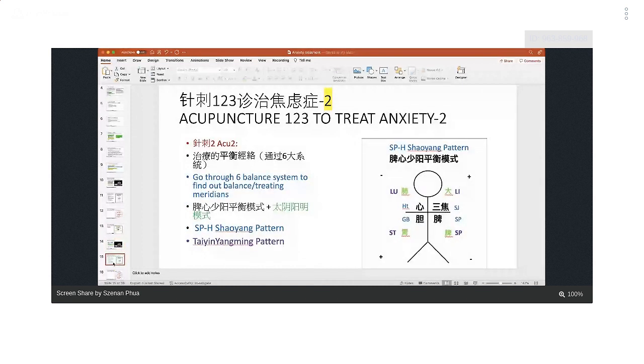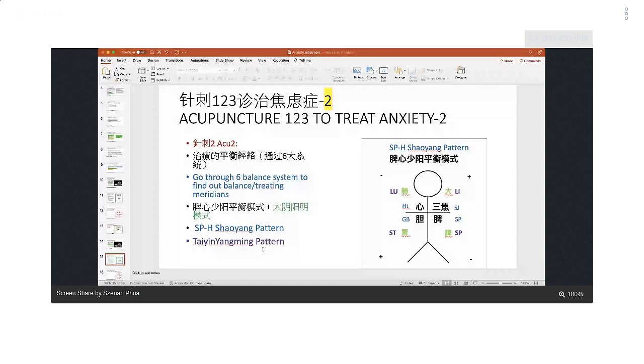Here's acupuncture 2. Go through the 6 systems again, and we'll be able to find another pattern. So the green part is the Tai Yin Yang Ming pattern. In Chinese, the green part. In the English part it is purple. The purple part is Tai Yin Yang Ming. On the chart on the right side, I didn't actually mention Tai Yin Yang Ming on the chart, but if you look at the left on the bottom, the Tai Yin Yang Ming pattern, right?